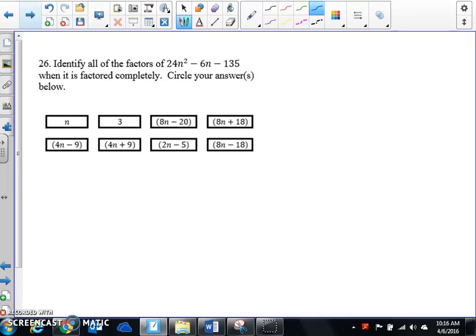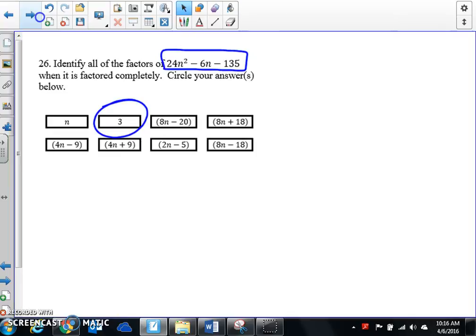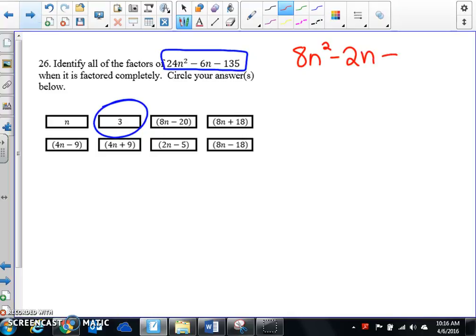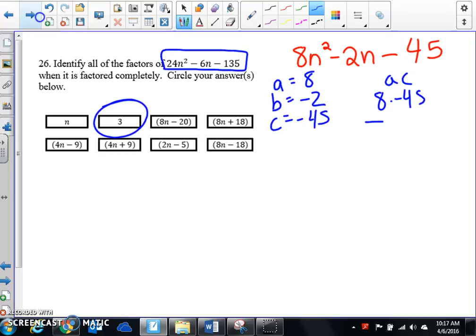Identify all factors. Once again, your biggest thing is to find the GCF, which is 3. So immediately, I am going to circle 3. Now I divide everything by 3, giving me 8n squared minus 2n minus 135 divided by 3, 45. Okay, so now I'm going to do my ABCs. And it's going to be large and in charge. 8 times negative 45 is negative 360.